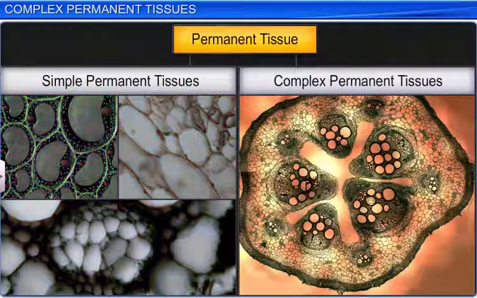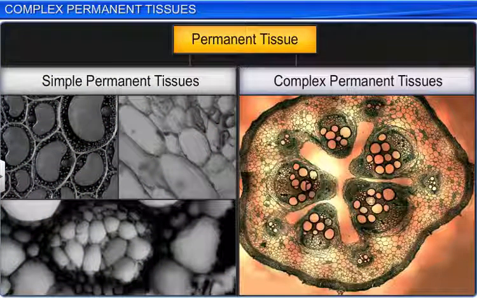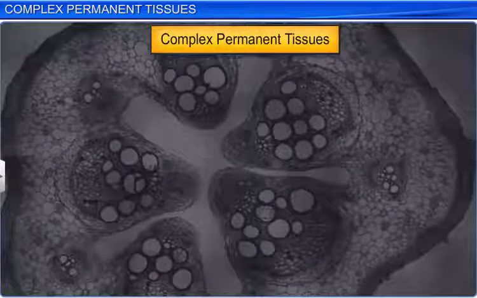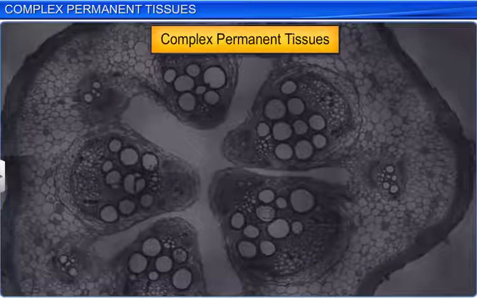Complex permanent tissues are a group of more than one type of cells that have a common origin and work together as a unit. There are two types of complex permanent tissues in plants: xylem and phloem.